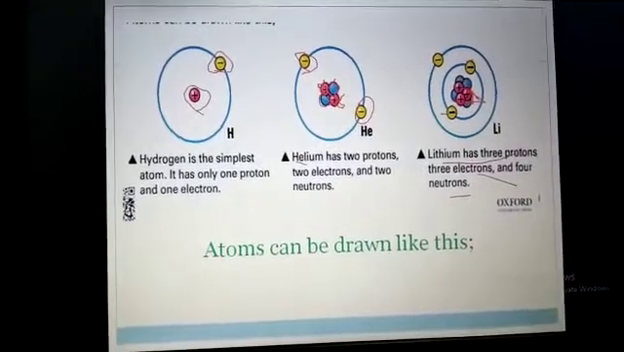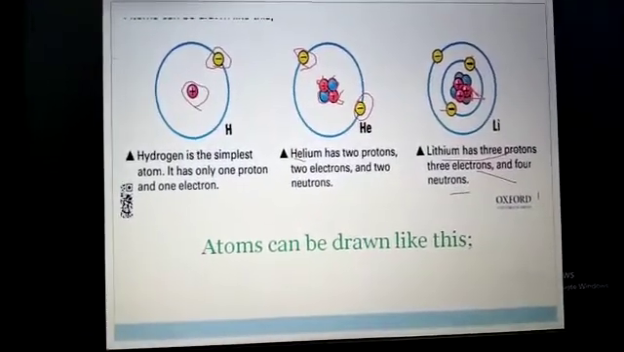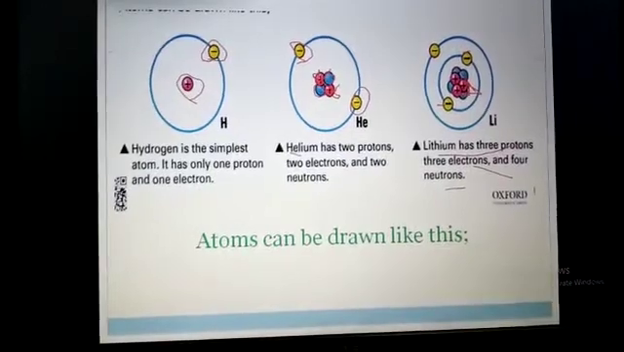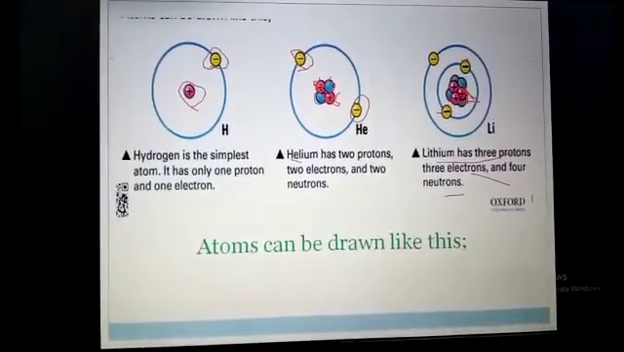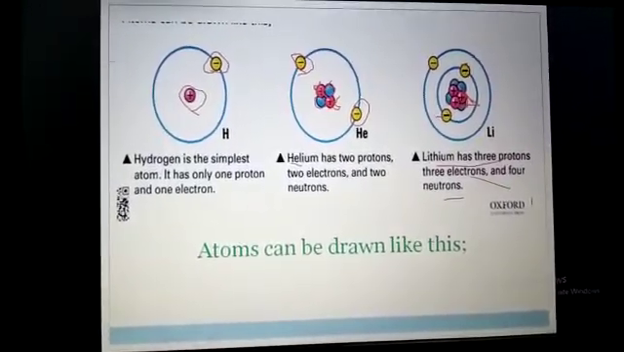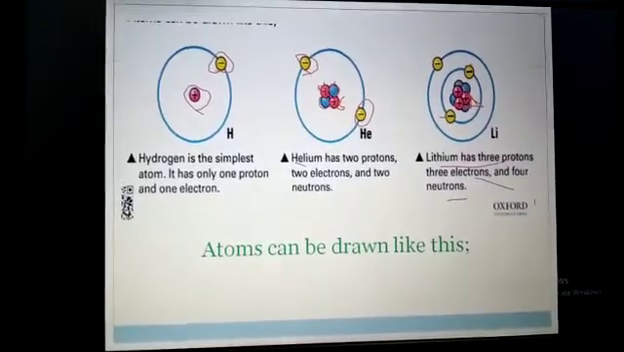Hydrogen is the simplest atom. It has only one proton and one electron. Helium has 2 protons, 2 electrons and 2 neutrons. And lithium has 3 protons, 3 electrons and 4 neutrons.